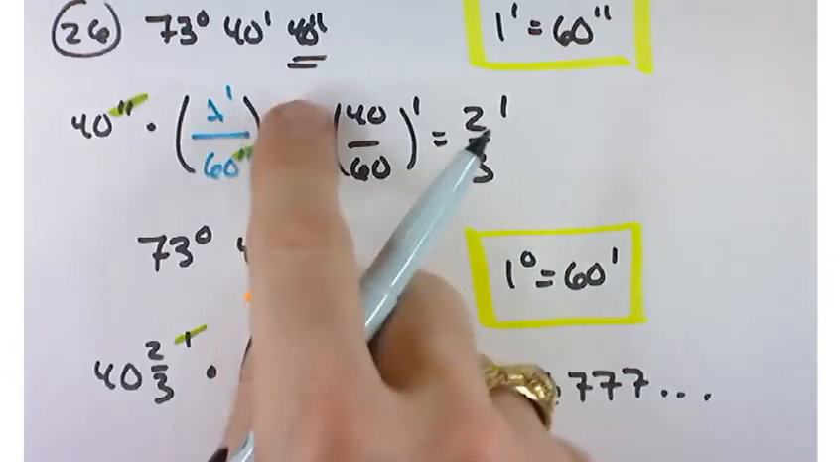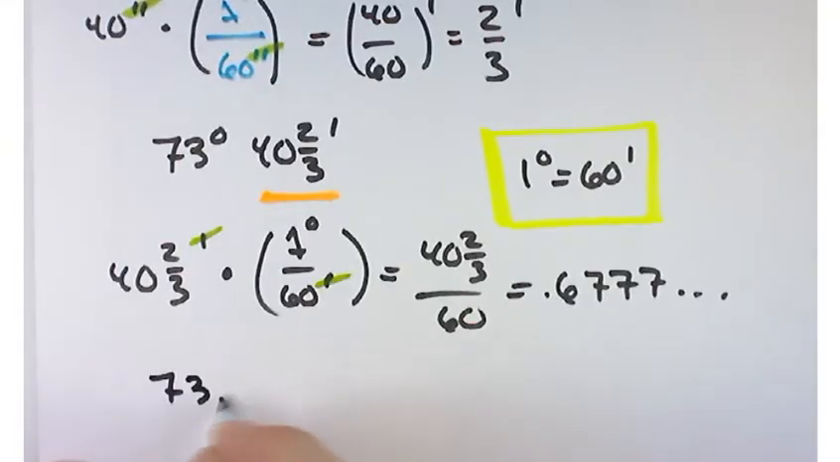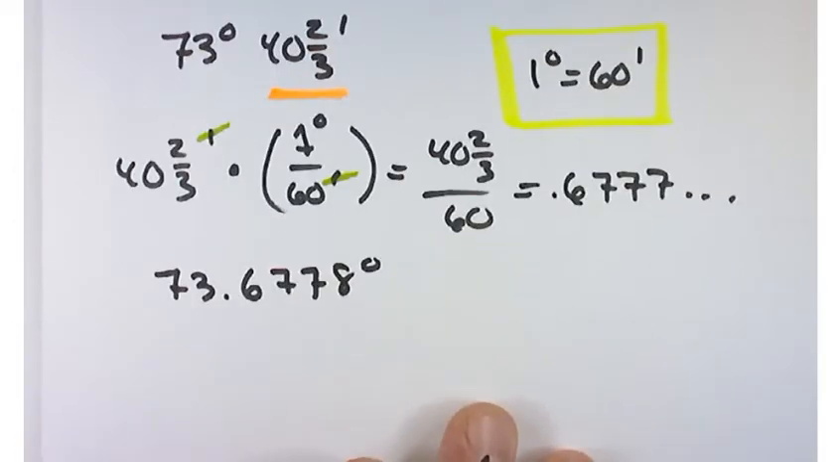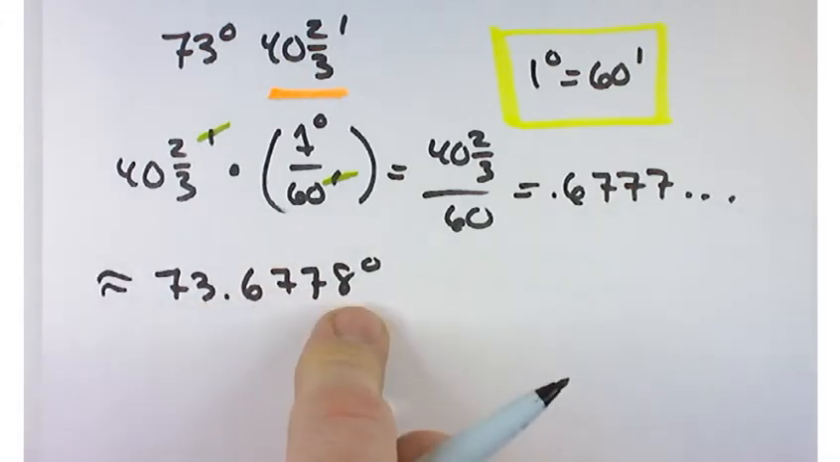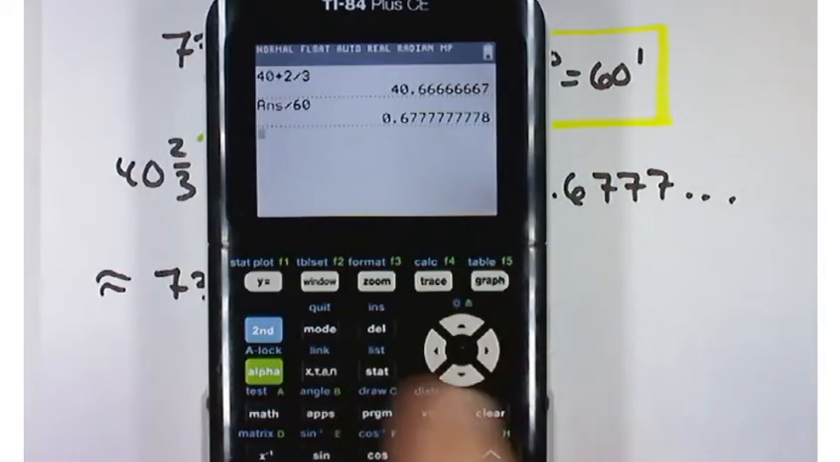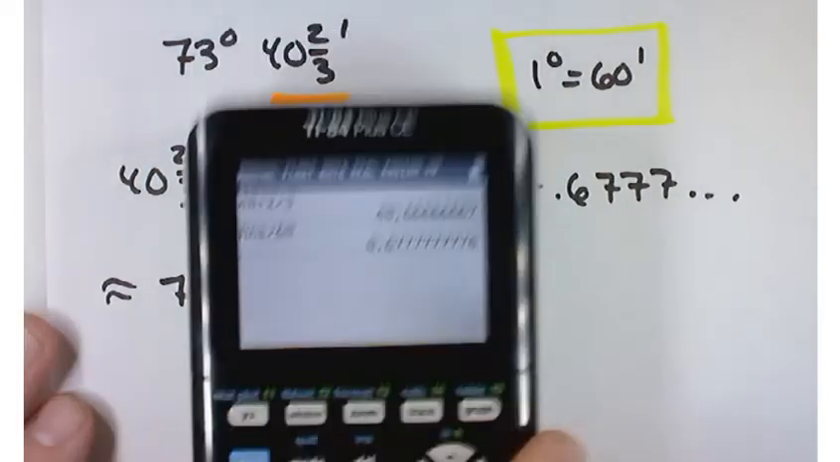So altogether, this could be written as 73.677. I'll round it up to 8 there. 73.6778 degrees. So you got rid of all those units and you converted it to just degrees. Yeah, I added 40 and 2/3. Now, there's a fancier way to do that, but this should work in most calculators. I added 40 plus the 2/3, and then I divided by 60.